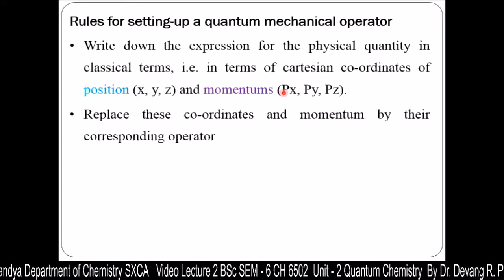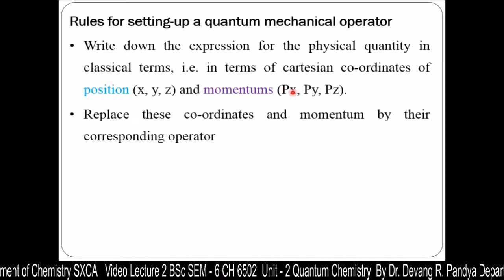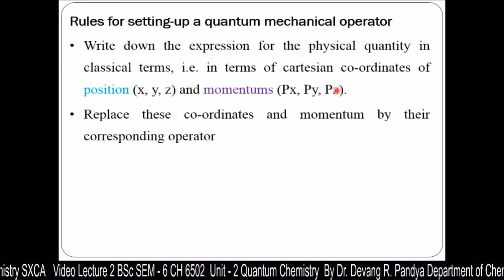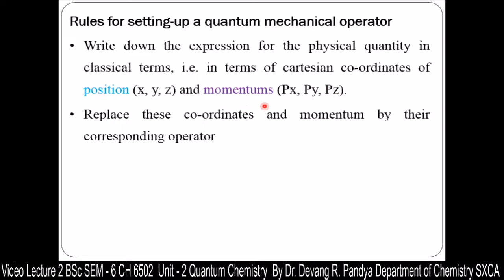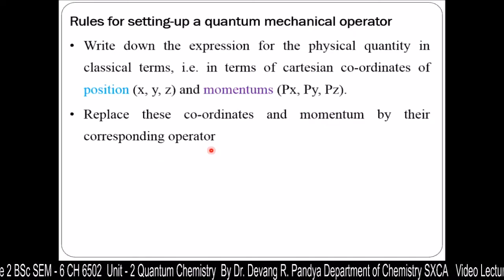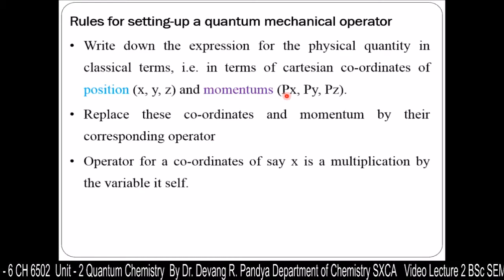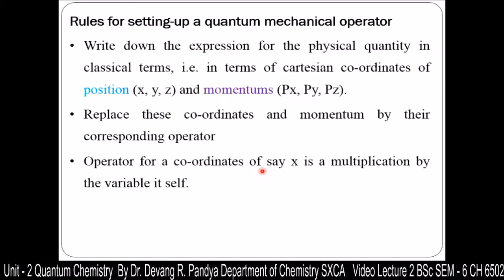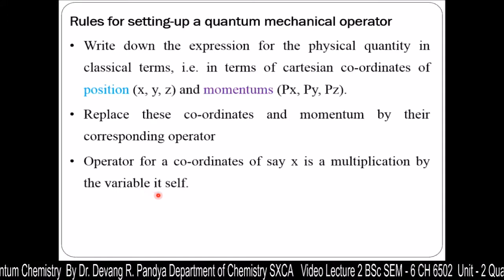As we have seen in the previous table, for px it is h upon 2 pi i d by dx. Similarly for py, h upon 2 pi i d by dy. Similarly for pz, h upon 2 pi i d by dz. So replace these coordinates and momentum by their corresponding operators. That means you need to replace px by h upon 2 pi i d by dx. Likewise, the operator for the coordinate, say x, is multiplication by the variable itself.